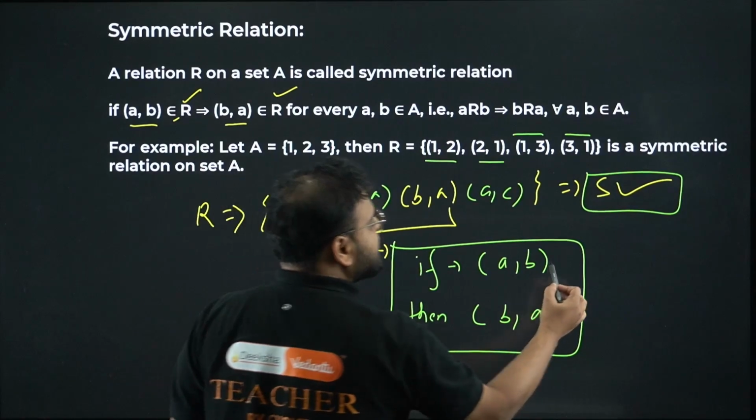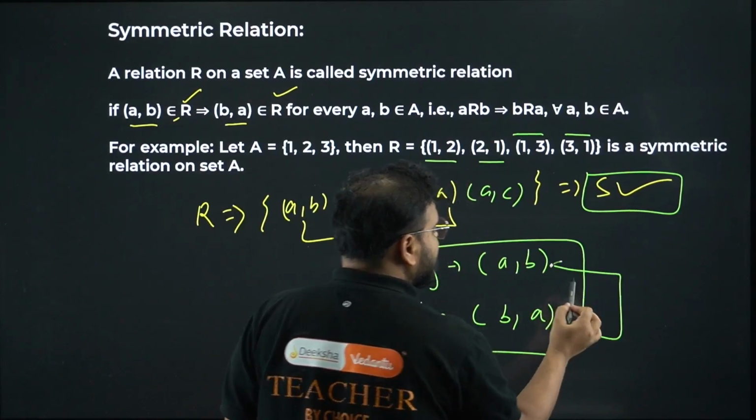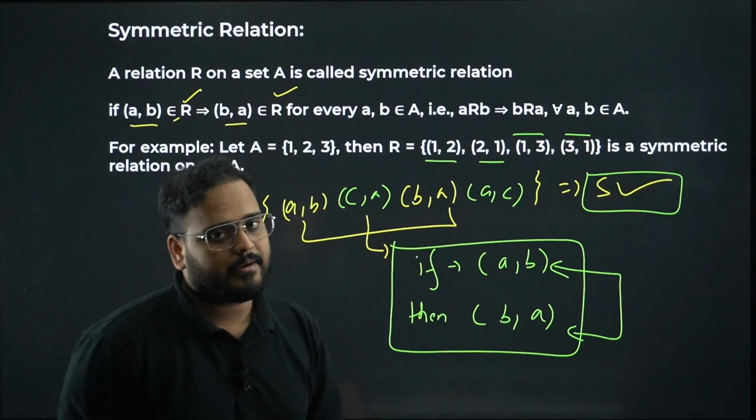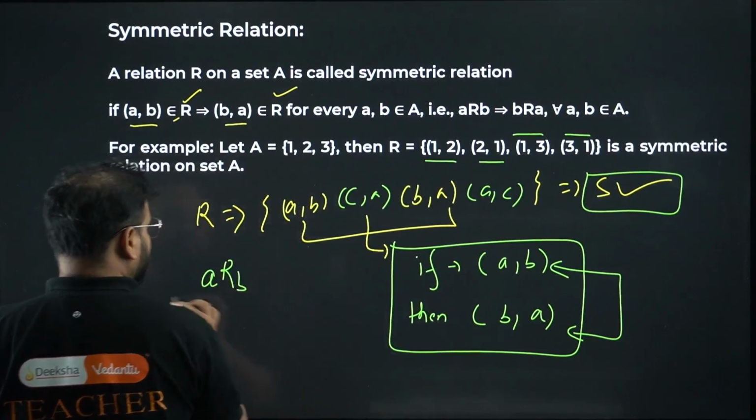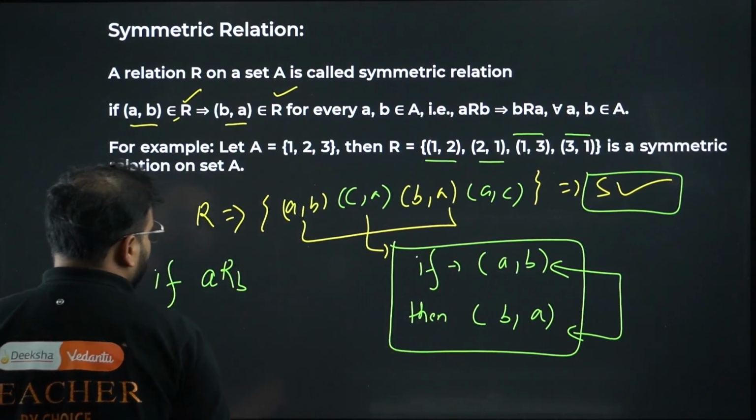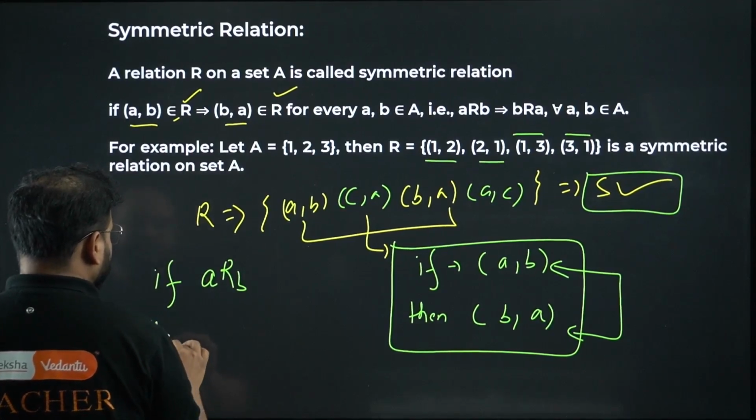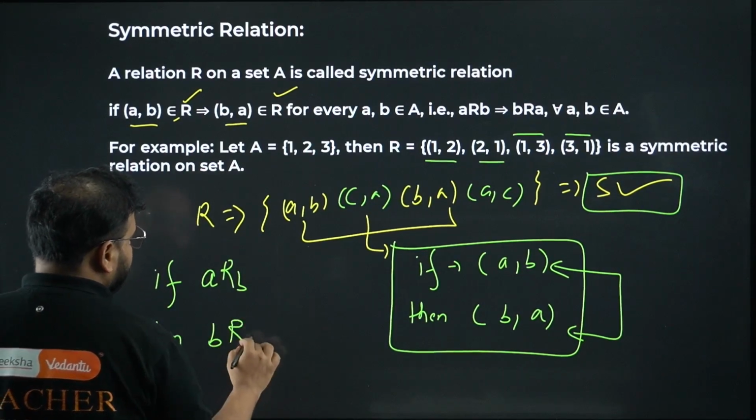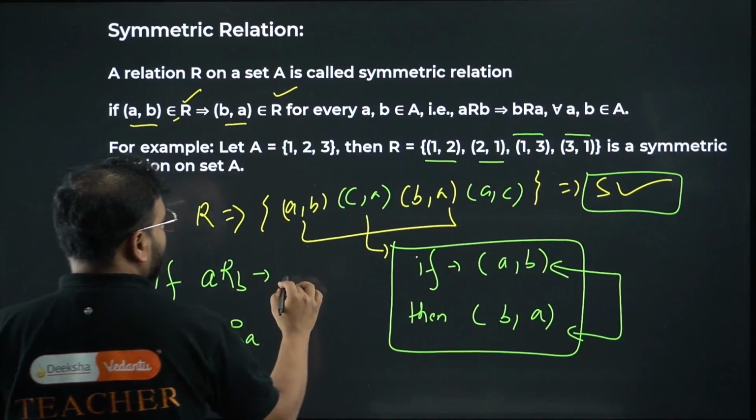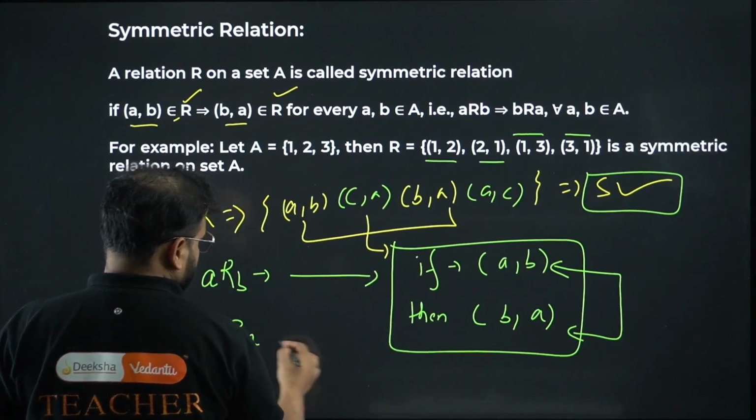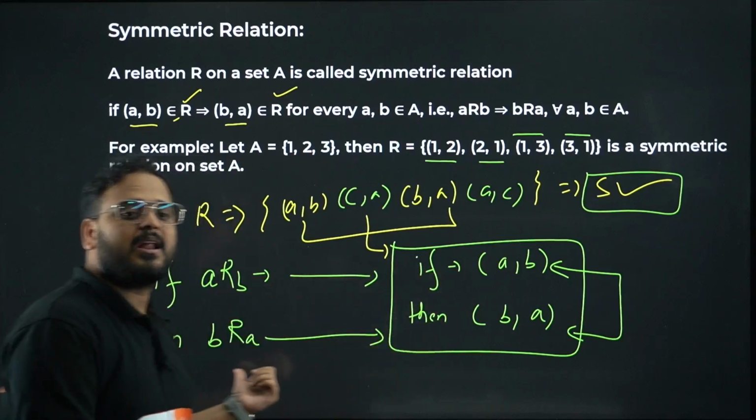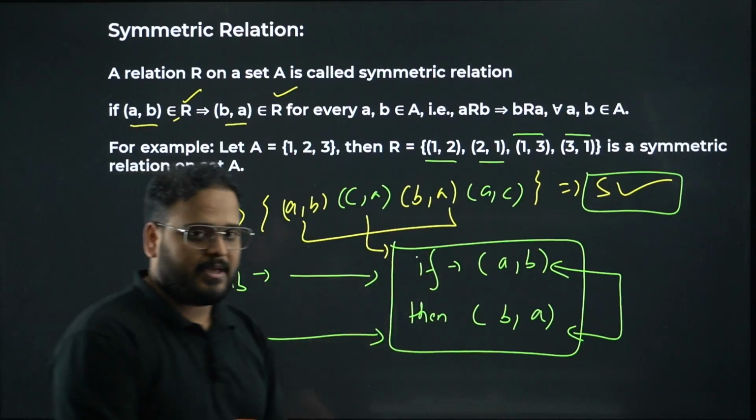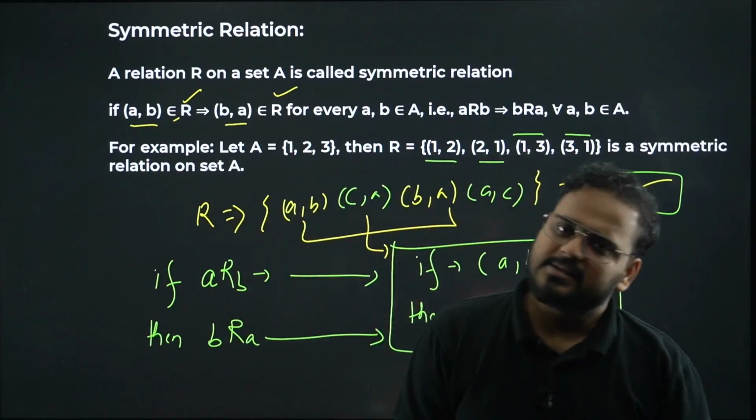Only the ordered pair relation is very important in this case. It is an if and then statement for the ordered pair: if AB is there, BA should be there. How do we write this? ARB is the if statement, and the then statement is given by BRA. ARB means the ordered pair is AB. BRA means the ordered pair is BA. I hope this is clear. Very simple.